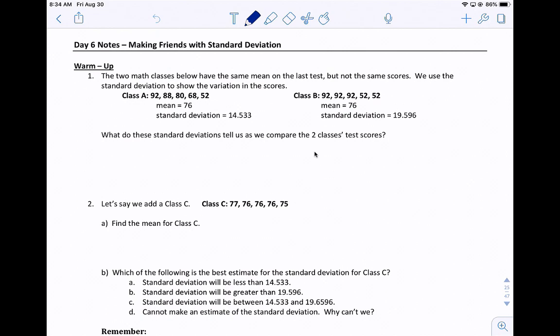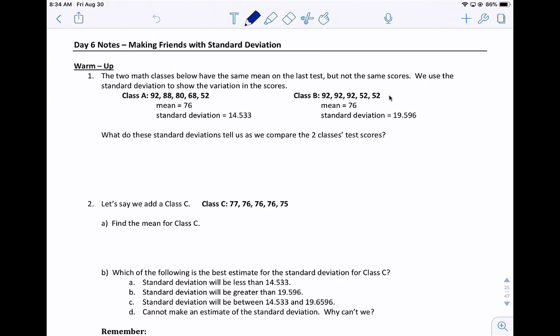So what that means is that Class A has a smaller standard deviation. It means their scores are closer together or more consistent. Class B has a higher standard deviation. These scores are more spread out from the average, so they're less consistent, more spread out.